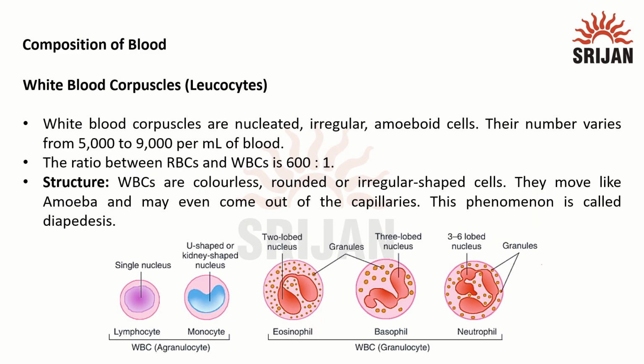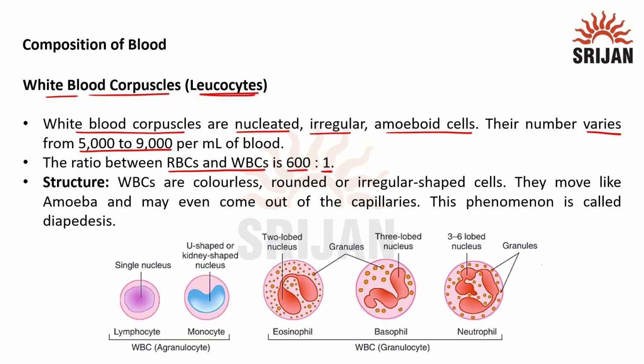Next cell is white blood corpuscles, also known as leukocytes. White blood corpuscles are nucleated, irregular amoeboid cells. Their number varies from 5000 to 9000 per ml of blood. The ratio between RBC and WBC is 600:1. Now, WBC concentration can increase during an infectious stage. Their number will be lower when we are not infected.